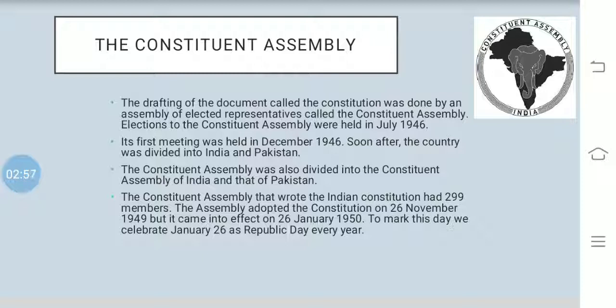So the Constitution was adopted on 26 November 1949. That is why till today we celebrate Constitution Day on 26 November, because it was adopted. But what happened? Some of the provisions were not accepted. So after 2 months, some of the provisions were accepted, and the Constitution came into effect from 26 January 1950. And as you know, to mark this day, we celebrate it as our Republic Day every year.